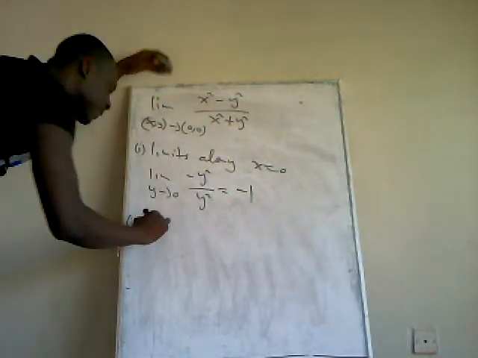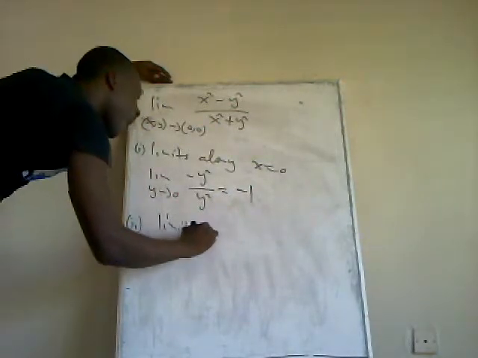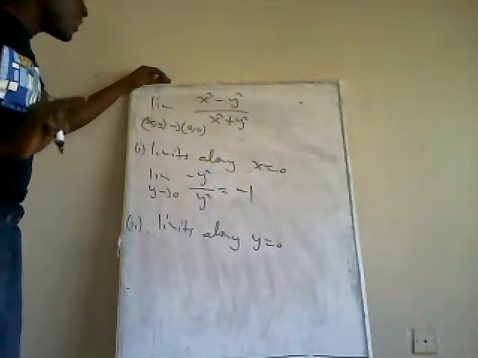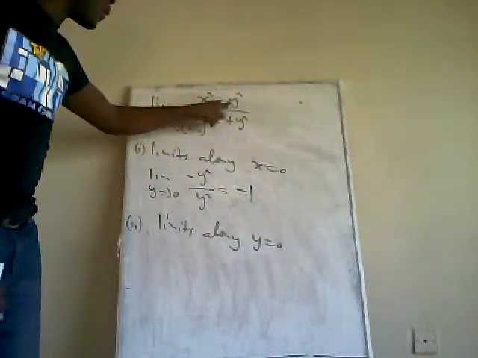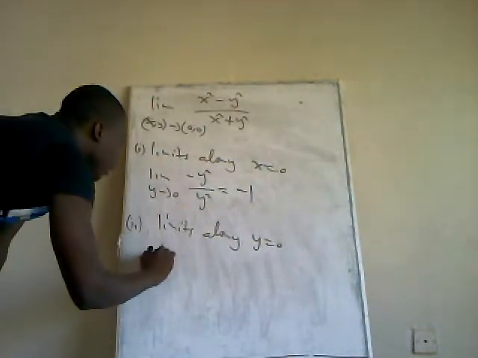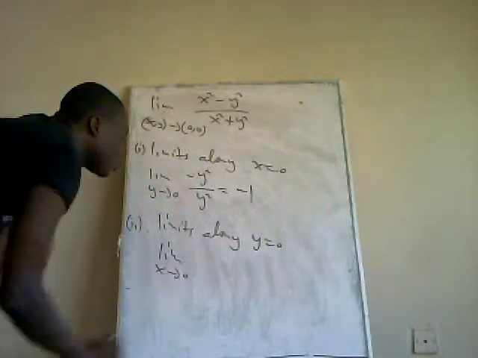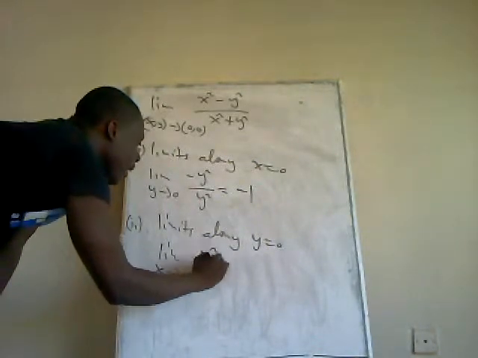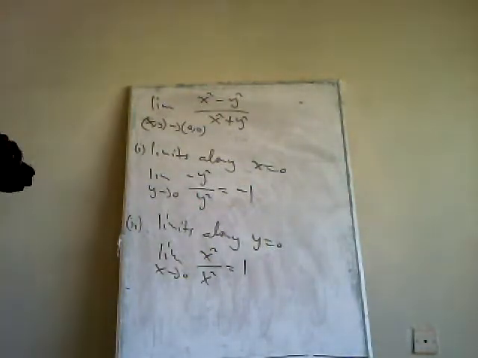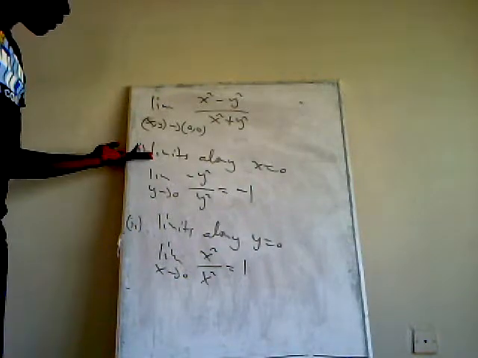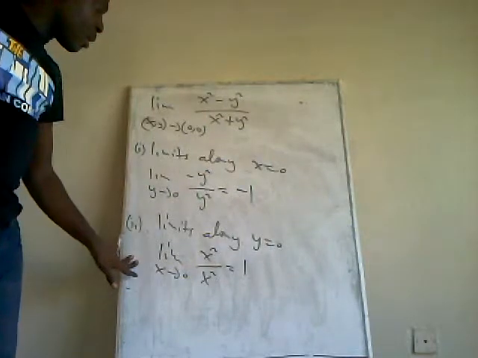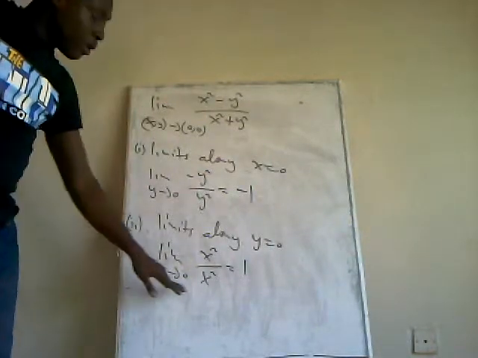Now I check limits along y is equal to 0. Along y is equal to 0, in place of y I'll put 0, and it becomes only a function of x. So I have the limit as x goes to 0 of x squared over x squared, and this is equal to 1. Good. Now, we could see that the limit along x is equal to 0 gives me minus 1, and the limit along y is equal to 0 gives me 1.